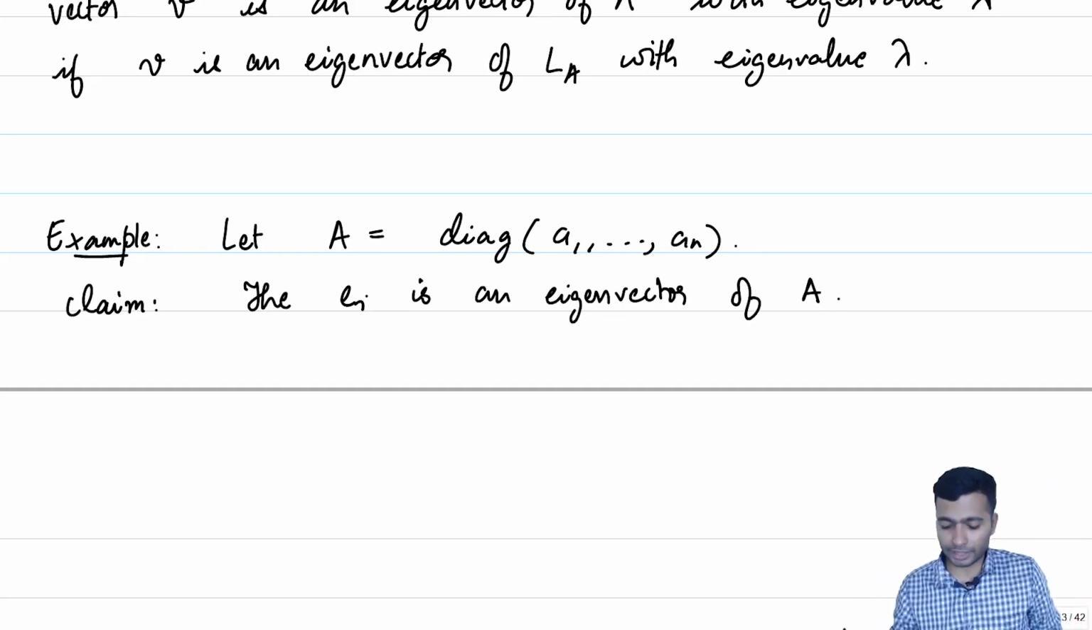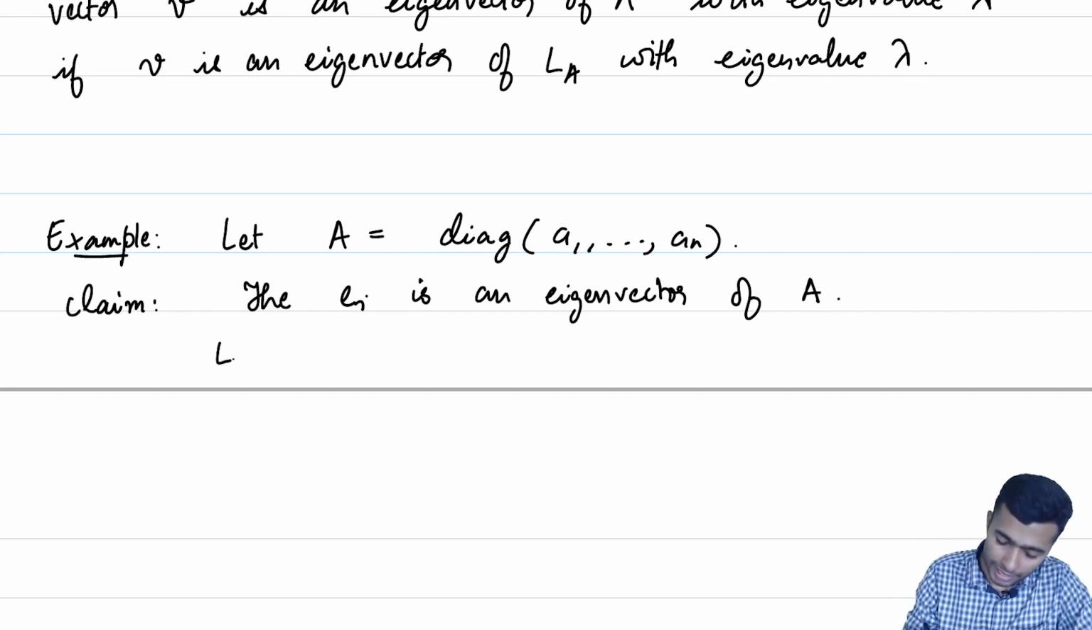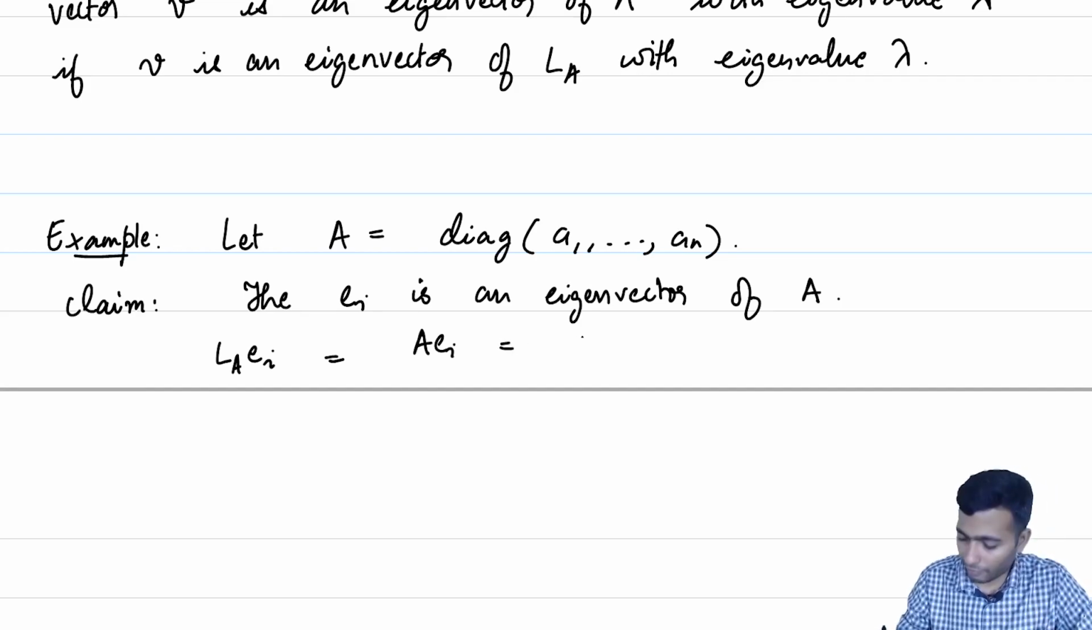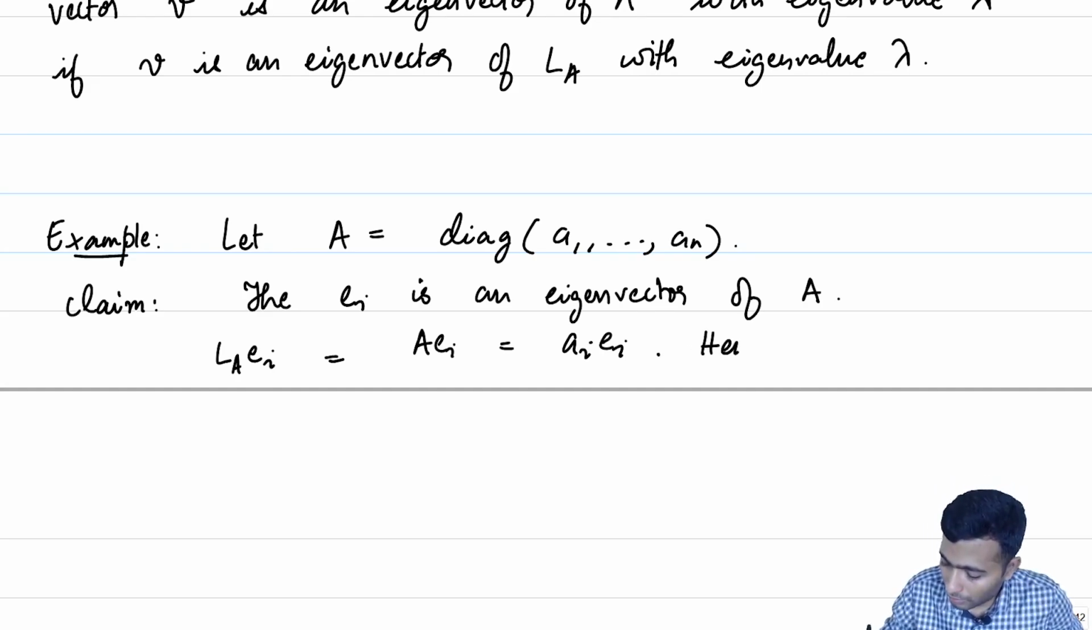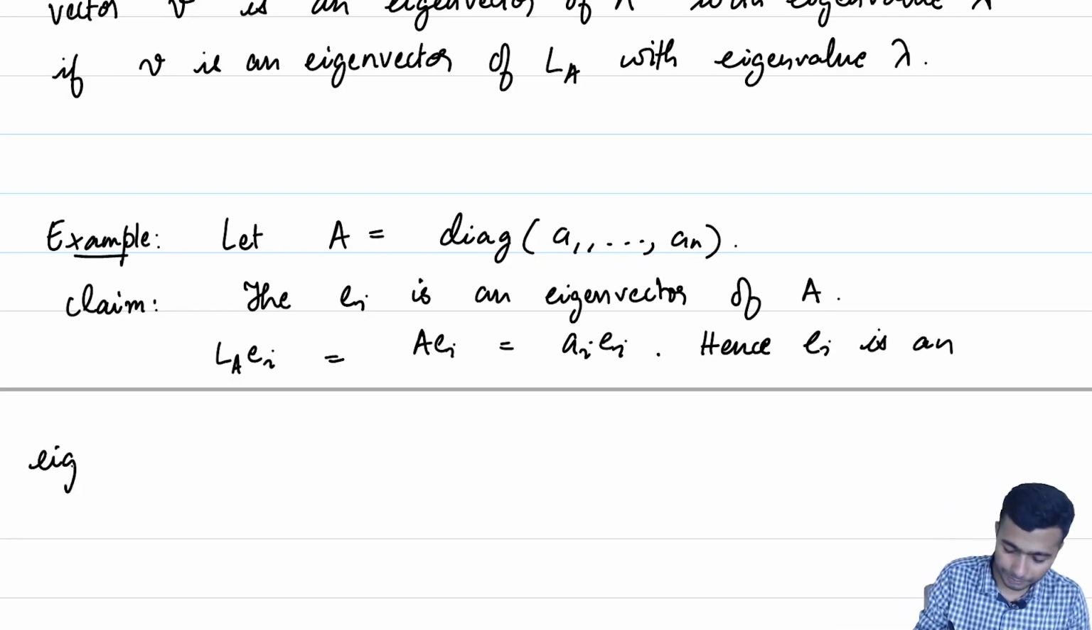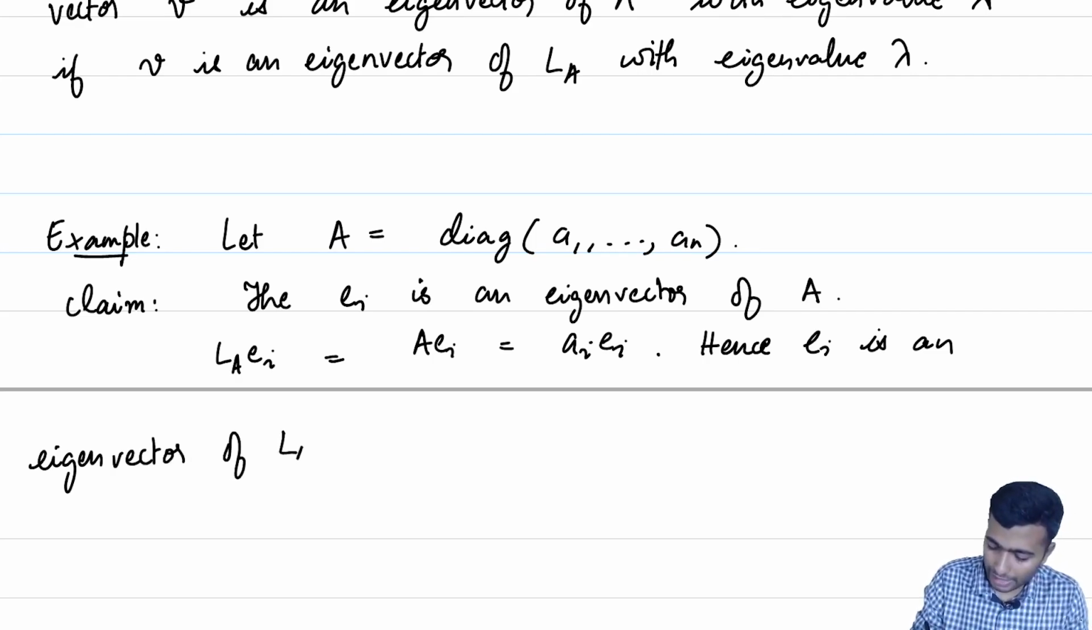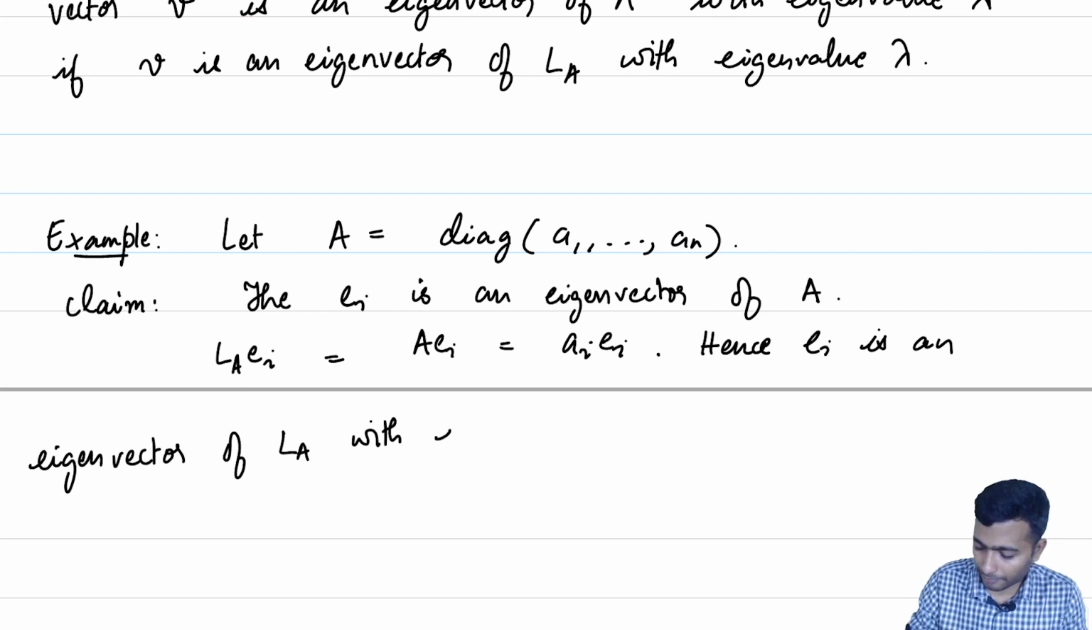So, we should check that it is an eigenvector of L_A, right. So, L_A e_i, if you notice, this is just A e_i, which, as we have already done, is going to be a_i times e_i. So, yes, it is indeed an eigenvector of A. Hence e_i is an eigenvector of L_A with eigenvalue a_i.